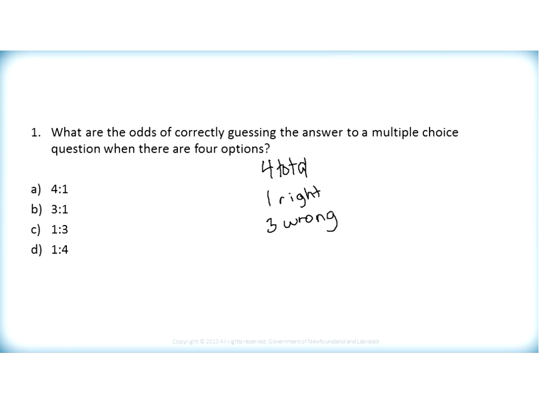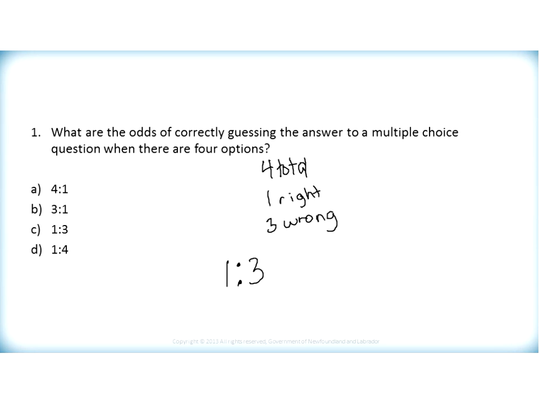If we were looking at probabilities, we would say that the probability of guessing correctly would be the 1 correct answer, the 1 successful outcome, to the total outcome, so 1 out of 4. But when we're looking at odds, odds is the total number of wanted or successful outcomes to the number of unsuccessful outcomes. So, in other words, if we want to find out what the odds of correctly guessing the answer to a multiple choice question at random, then it would be 1 correct to the 3 that are incorrect.